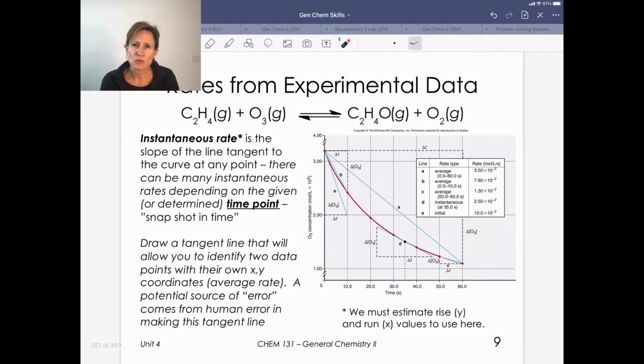Now, an instantaneous rate literally just means, hey, I'm taking a picture, a snapshot of a runner in a race, and I'd like to know what was their speed at that given time. This is a little bit different because what we're going to do is just choose one single point on our line, and then we're going to try to make a tangent to that line to give us our x and our y coordinates. So it's almost like we're making our x and y coordinates from this tangent line. So we're estimating using a tangent that we're drawing. So just by doing that, it's hopefully obvious that we're introducing some error in this process. So this again is a snapshot in time.